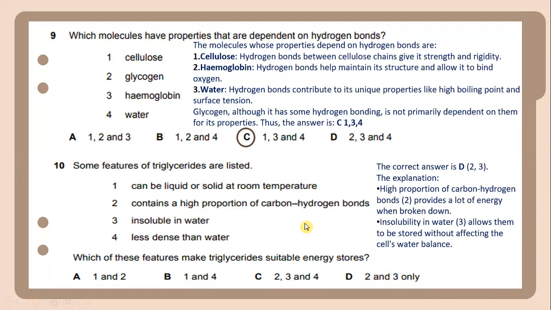The correct answer will be 2 and 3, which is that they contain a high proportion of carbon-hydrogen bonds, and number 3 is that they are insoluble in water. The high proportion of carbon-hydrogen bonds provides a lot of energy when broken down. For being insoluble in water, this allows them to be stored without affecting the cell's water balance.